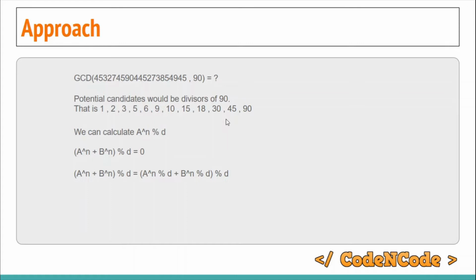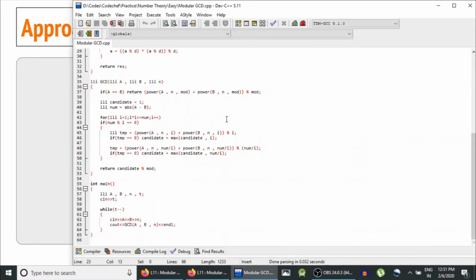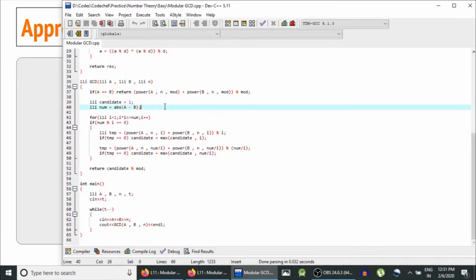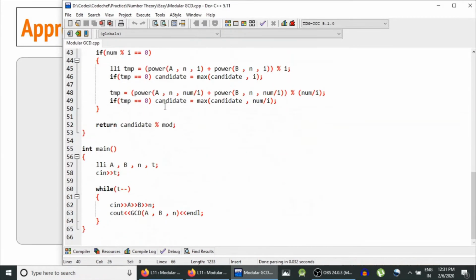It may sound a little confusing if you haven't seen lectures 9 and 10 in which we have talked about modular arithmetic. Just go there and watch that lecture, because now I'm going to code this problem and solve it, so that you have a better understanding of what's going on.